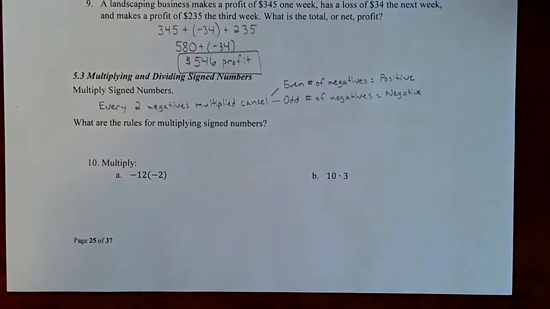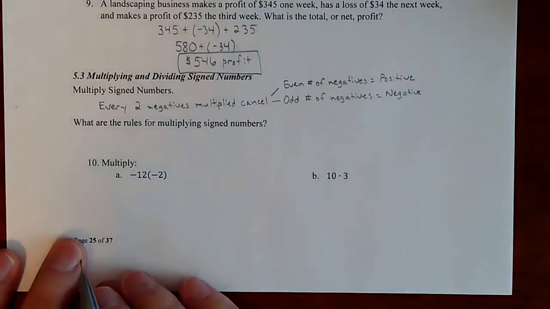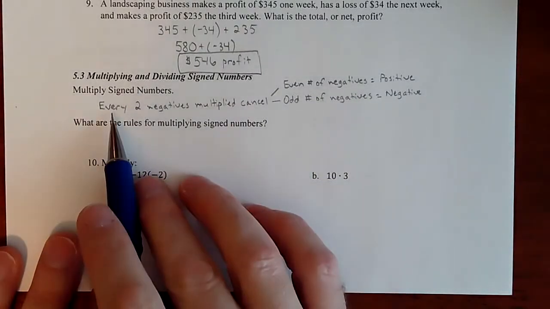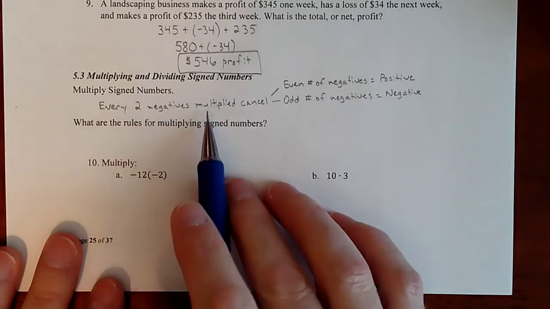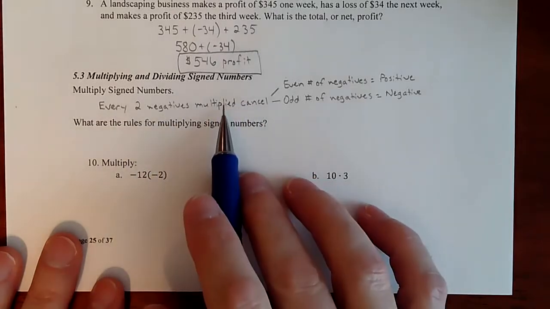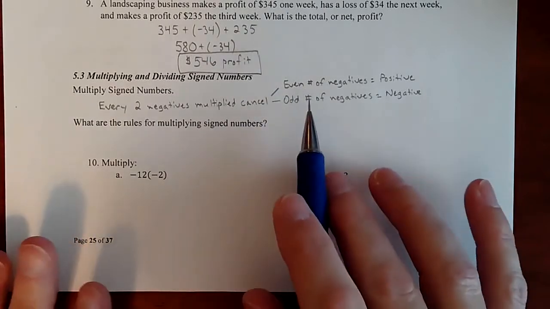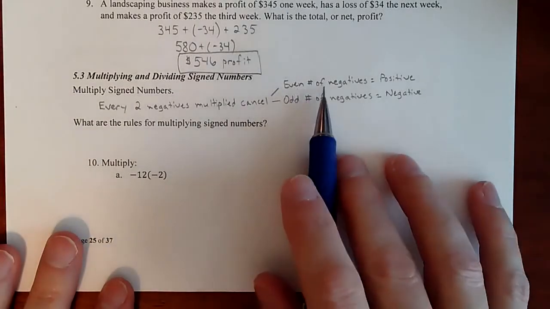In this lesson, we're going to be talking about multiplying positives and negatives together. So what are the rules for multiplying signs together? Every two negatives multiplied will cancel, right? So they kind of undo each other. So if you multiply a whole bunch of them together, you're really looking for an even number of negatives.